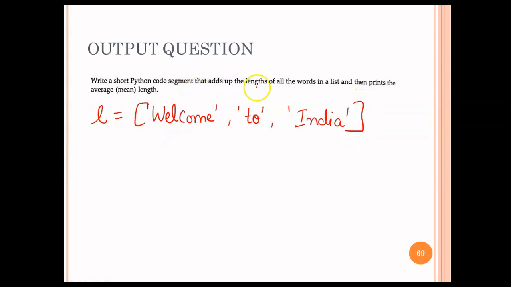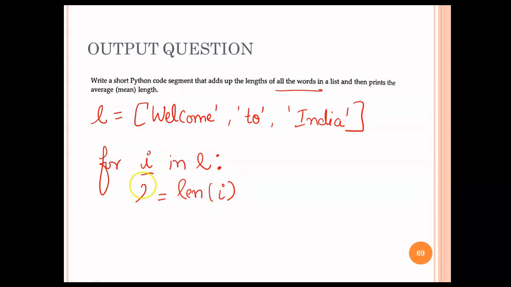What we have to do is add up the length of all the words. For all the words, we have to traverse this list. For that you can use for i in L, where i is each word. You have to find the length of it. How can we find it? With the help of len of i, and you can store it into l. Then we have to add up, which means we have to find the sum of all of these. So sum is equal to sum plus l.